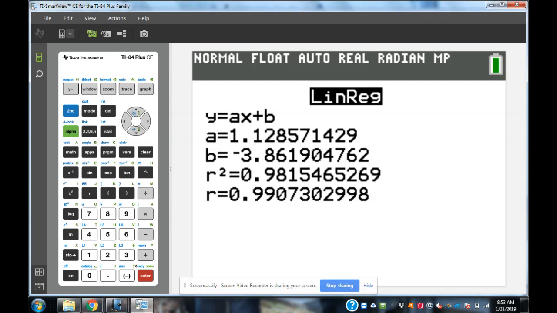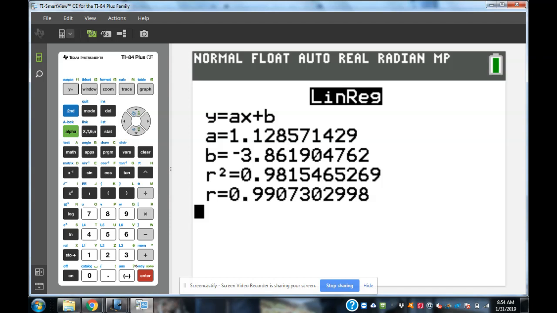Having those stat diagnostics is kind of handy when you're trying to decide if it fit pretty good or not. And that's going to happen anytime you do any sort of regression. With the stat diagnostics on, you're going to get those two values back, and it can tell you whether it fits pretty good or not.